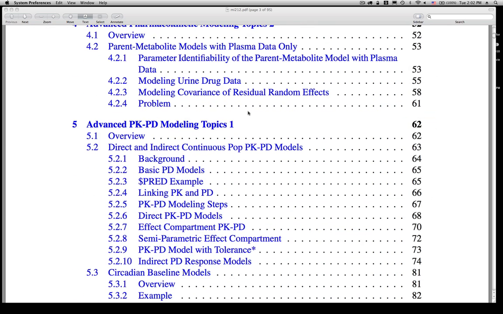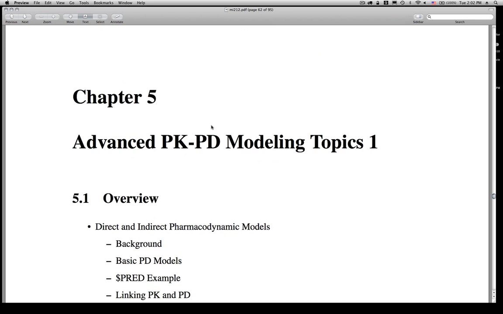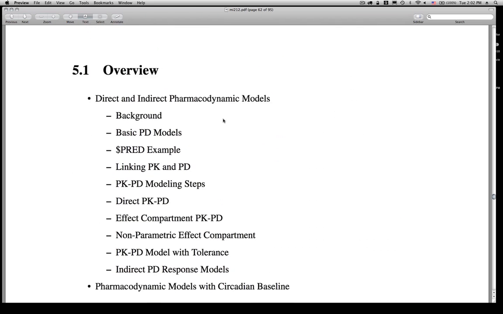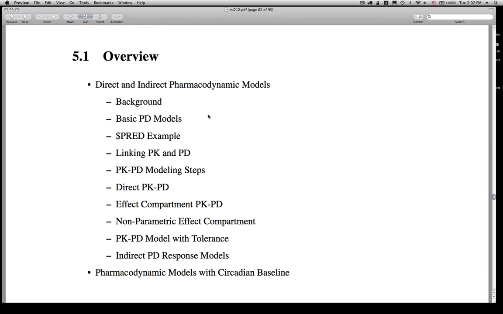So we're now on Chapter 5. We'll call this Advanced PK/PD Modeling Topics, Part 1. And as I mentioned, this will be a review for some of you. If you've taken the MI210 class, we covered most of this material there. We'll dig into a little more detail in some of these models, as well as at the end talk about models for circadian baseline data. But most of this is pretty basic.